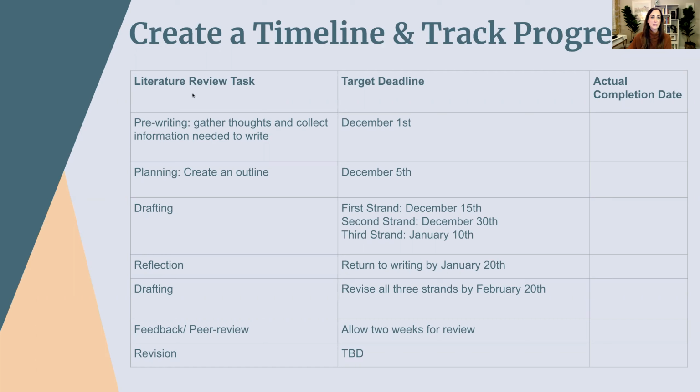So I just have an example here of if someone was writing their lit review, how they might break down the writing process, document target deadlines, and then document actual completion dates.